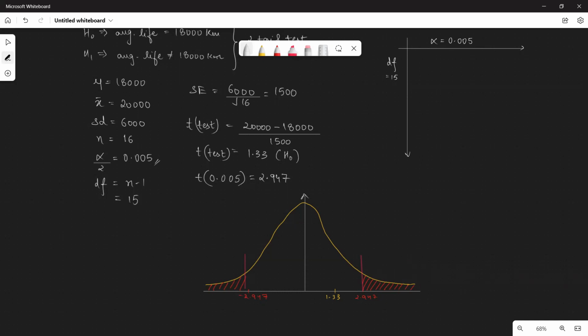Almost similar. The only point is degree of freedom, something new, and obviously sample size.